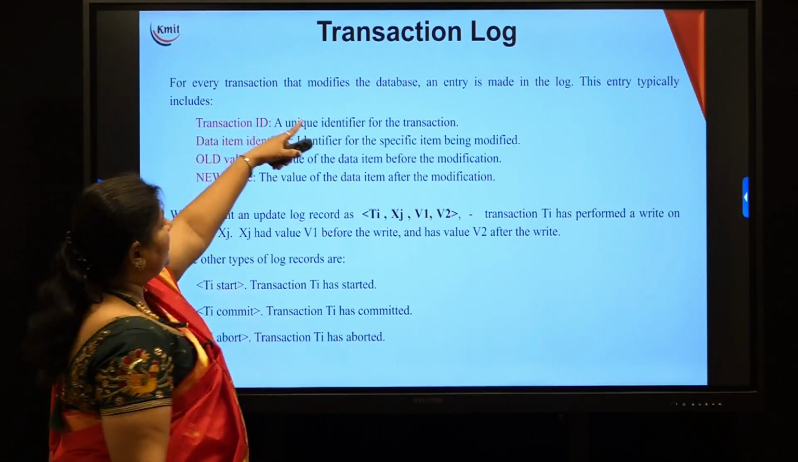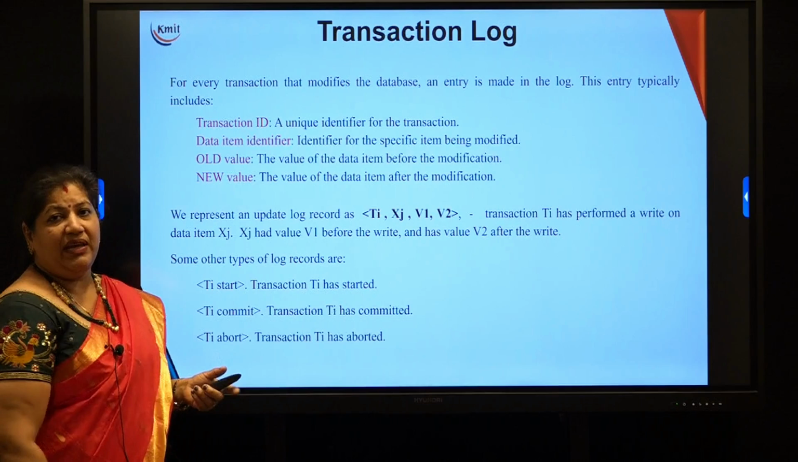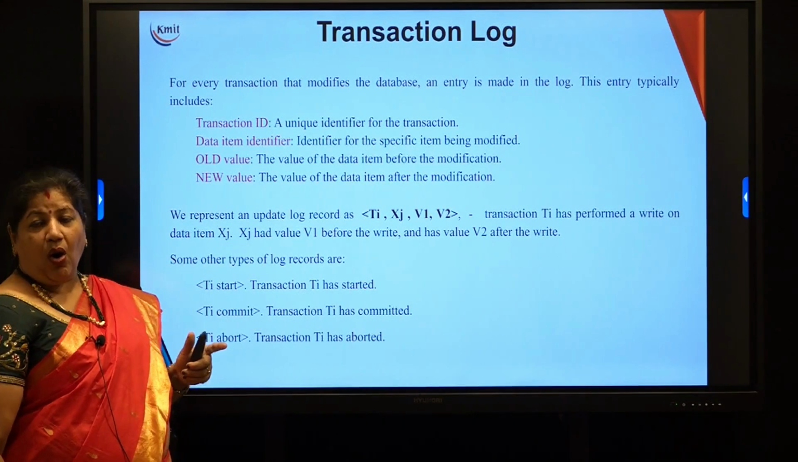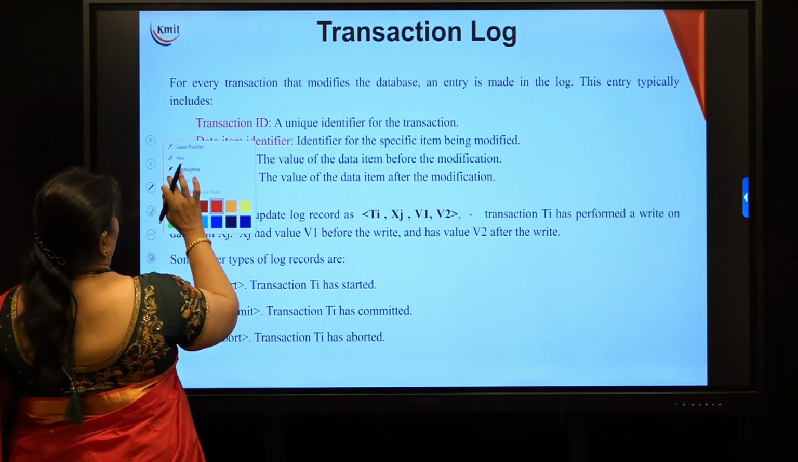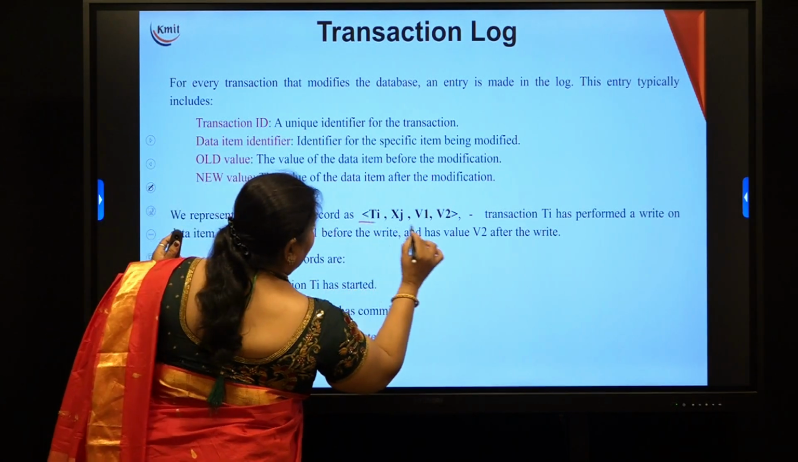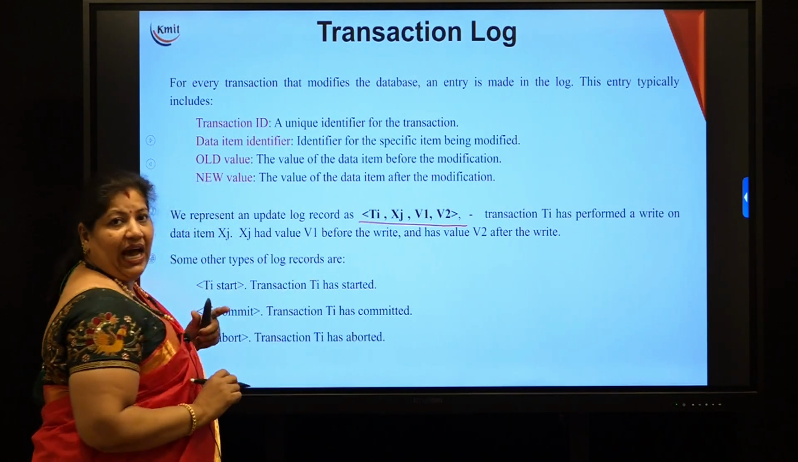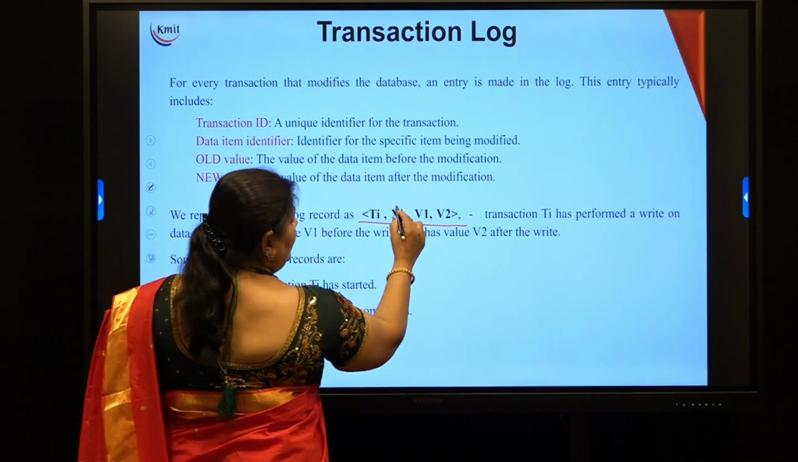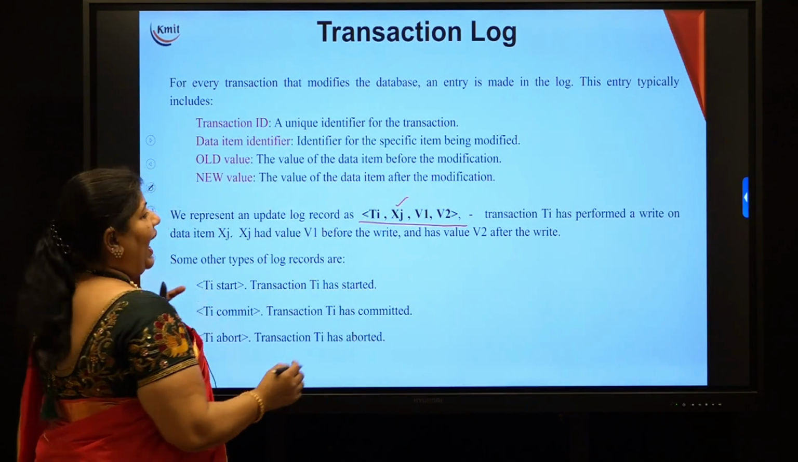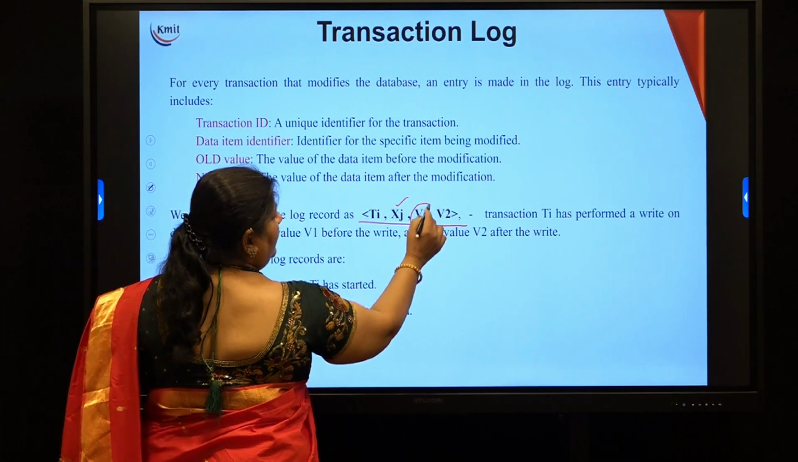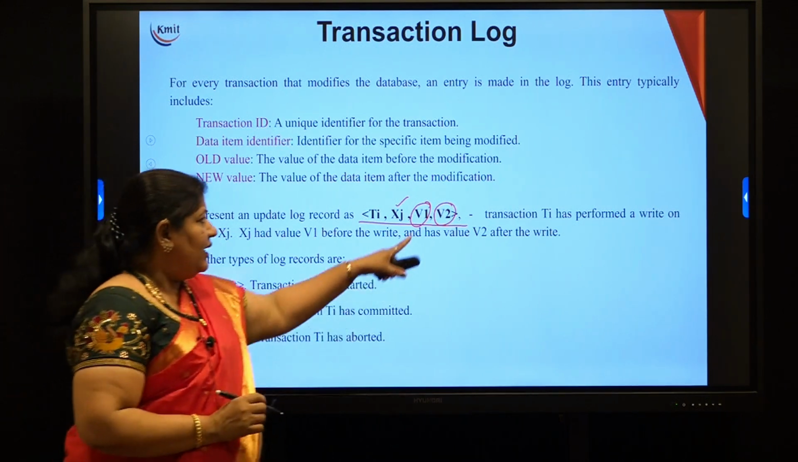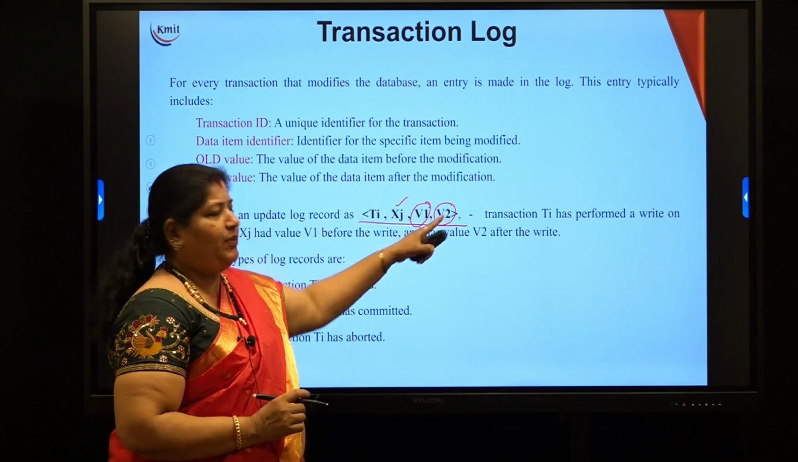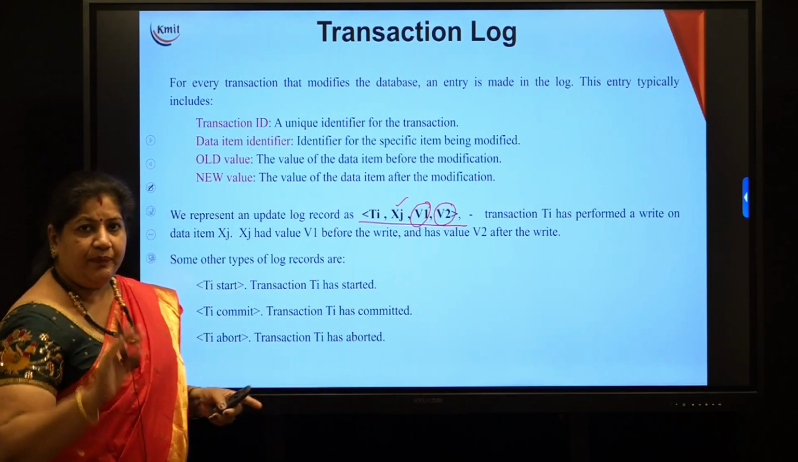Every transaction that modifies a database makes an entry to the log in this particular fashion. It is going to be a transaction ID, Ti. It is modifying the data Xj, with a value before the transaction and the value after the transaction, so that this can be used for undo, and this can be used for redo operation.